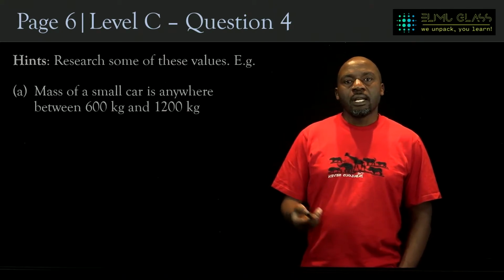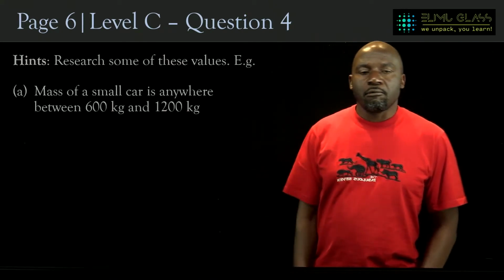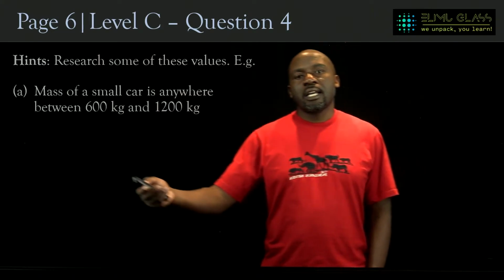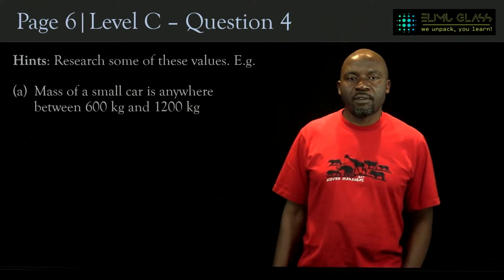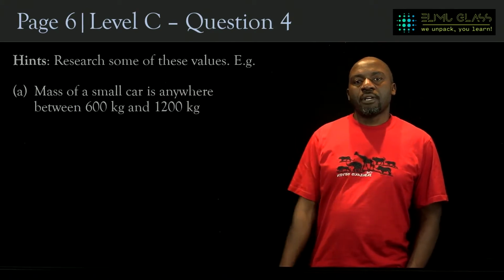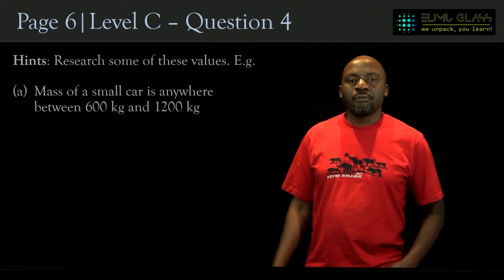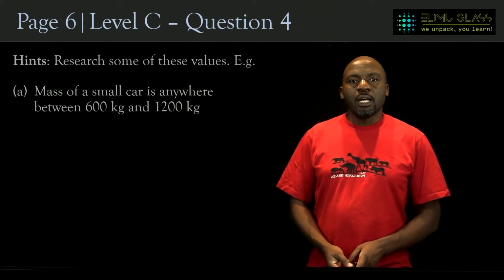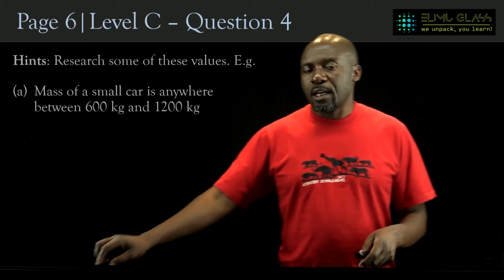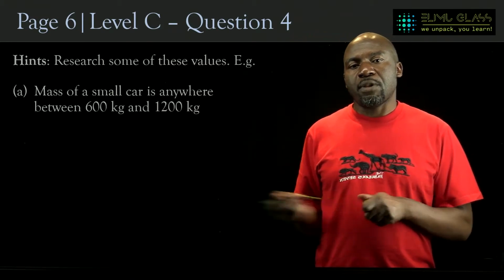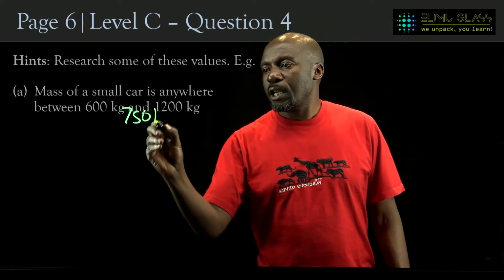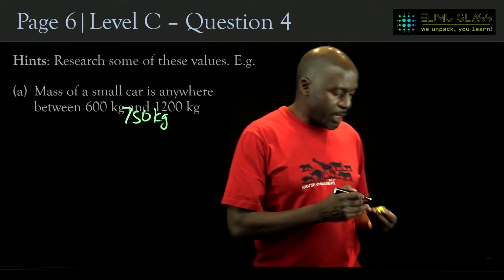All right, for example, the mass of a small car, well, nobody says which car because cars have different masses, so anything lying between 600 kilograms and 1200 kilograms would be the mass of a small car, okay? So you can work with any of these numbers. If you say 750, you would be fine, and you are being asked to express that in orders of magnitude. So if the mass of a car was say 750 kilograms, we want to express that in orders of magnitude.